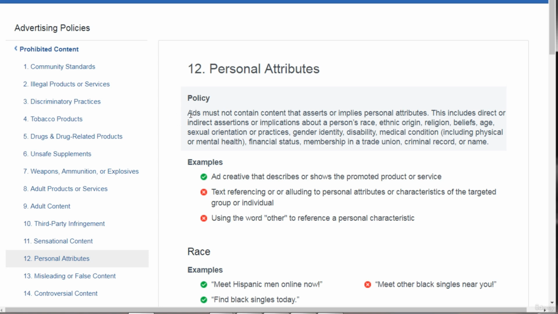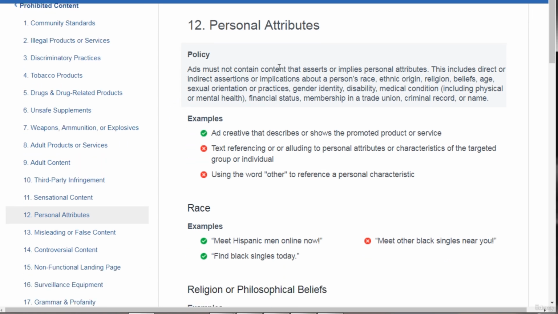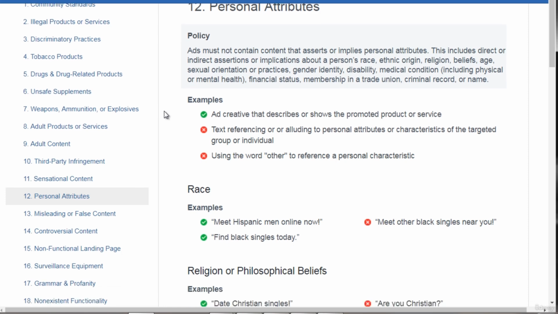So basically it says policy, ads must not contain content that asserts or implies a person's race, ethnic origin, religion, beliefs, age, sexual orientation, mental status, financial status, or anything. So what's nice about this is Facebook gives you some examples. It says, for example, ad creative that describes or shows the promoted product or service. So you can talk about your product and service all you want, but what you cannot do is refer to somebody and basically say, hey, meet so-and-so.